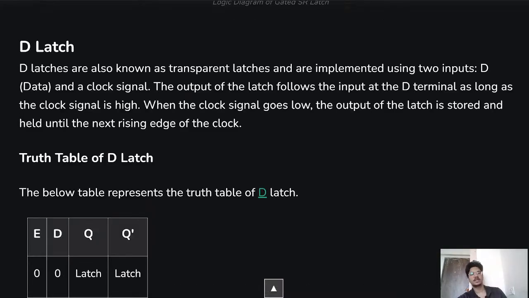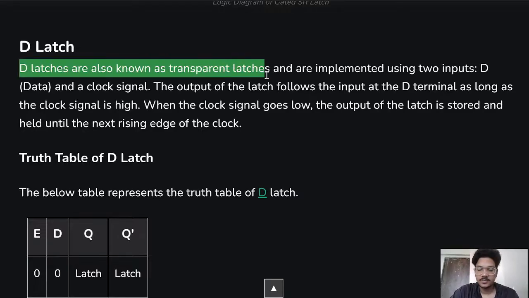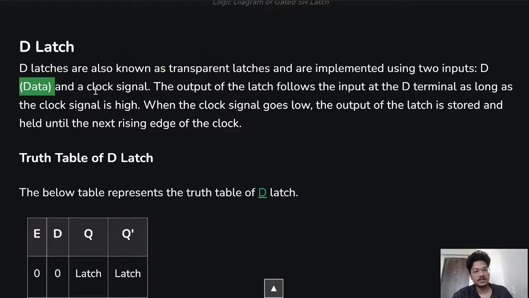What is a D latch? A D latch is also known as a transparent latch. It is implemented using two inputs, D data and the clock signal. The output of the latch follows the input at the D terminal as long as the clock signal is high. When the clock signal goes low, the output of the latch is stored and held until the next rising edge of the clock.